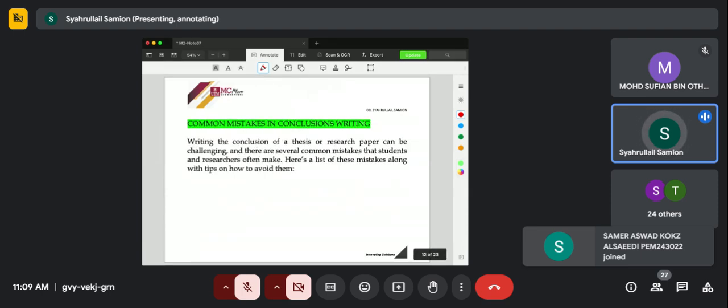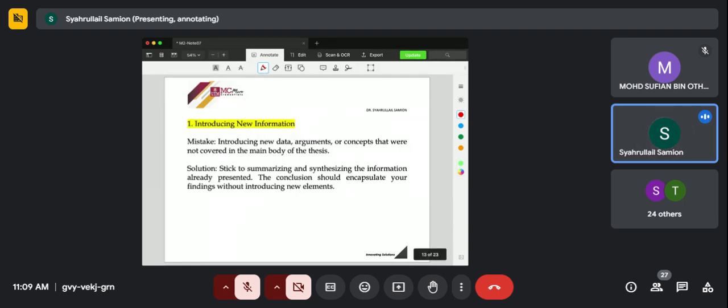Now, this is about common mistakes in conclusion writing. One mistake is introducing new data, arguments, and concepts that were not covered in the main body of the thesis. This is quite a common mistake in UTM student theses. Why? Because normally students just think about what to write in the conclusion, and then sometimes start to calculate new things, like the average, to put in the conclusion.